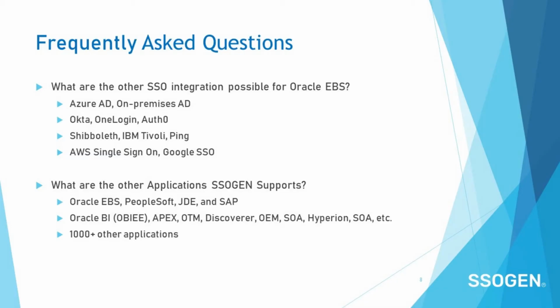SSOGEN seamlessly integrates with Active Directory, Azure AD, Okta, OneLogin, Ping, AWS Single Sign-On, Google SSO, Auth0, Thales, and 300 more. And it's not an EBS-only solution, as it protects PeopleSoft, JDE, and SAP ERP systems. SSOGEN also supports pretty much all the bolt-on applications such as OTM, Oracle BI, Discoverer, Apex, Hyperion, etc., hosted both on-prem and in the cloud. It also supports many non-Oracle web applications as well.